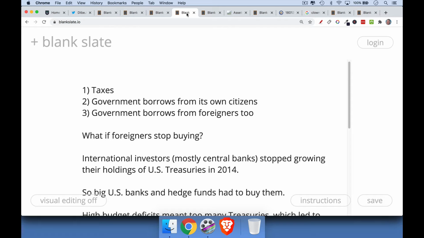This is what happened in 2014, really. International investors, especially China, stopped increasing their holdings of U.S. Treasuries. They still hold U.S. Treasuries, but they haven't really been growing it since then. Now, we can't sell our government debt to aliens or to UFOs or to people who live on Mars.